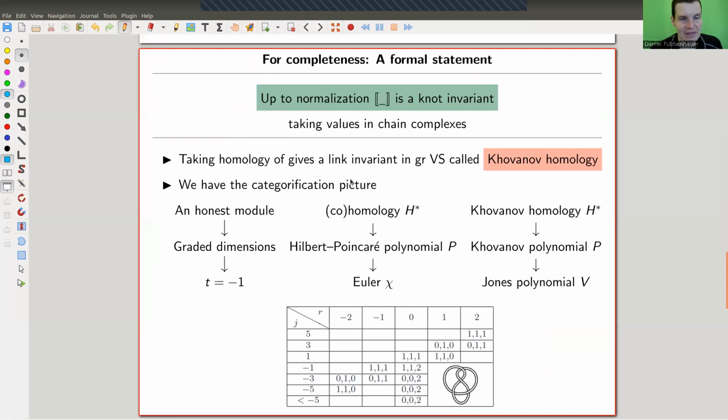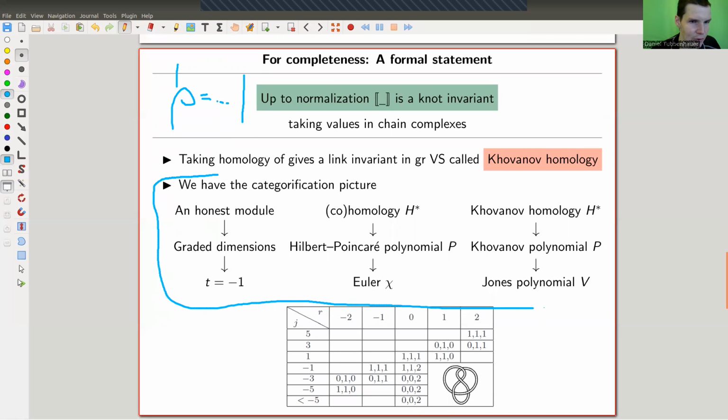Okay, and then the statement is exactly what you think it is. Up to normalization, it's the same problem with the stupid randomizer one move. There will be some normalization issue. This is a knot invariant, but now it takes values in chain complexes and no longer in polynomials, which is really this categorified picture. So it's even a little bit stronger because you have values in chain complexes.